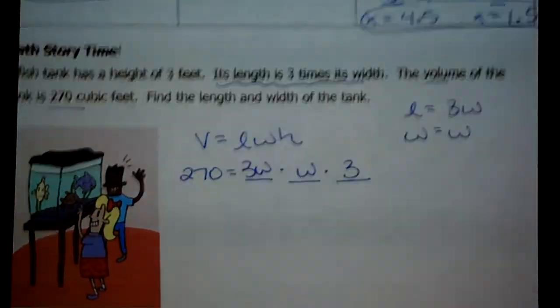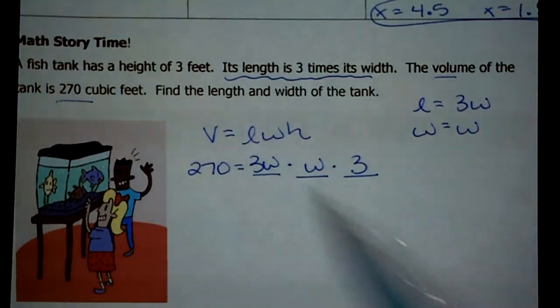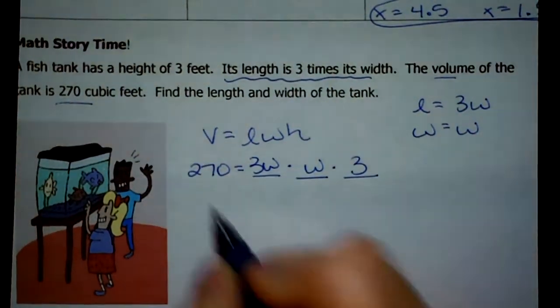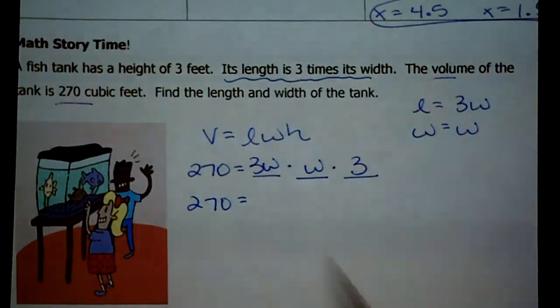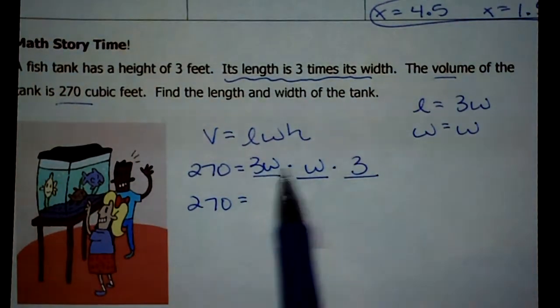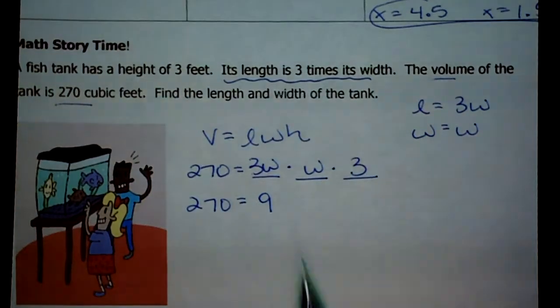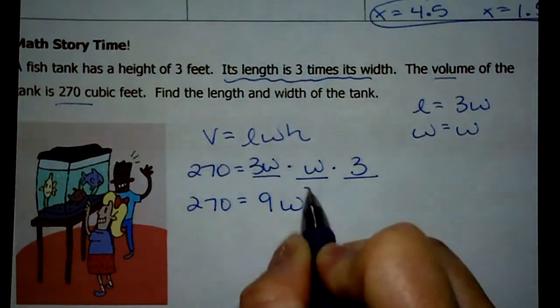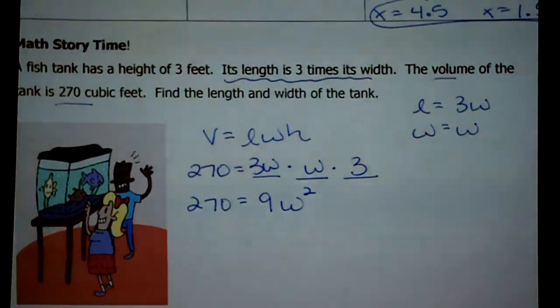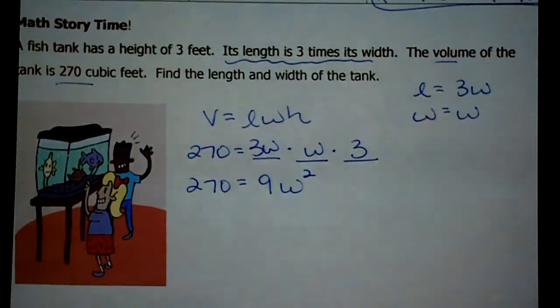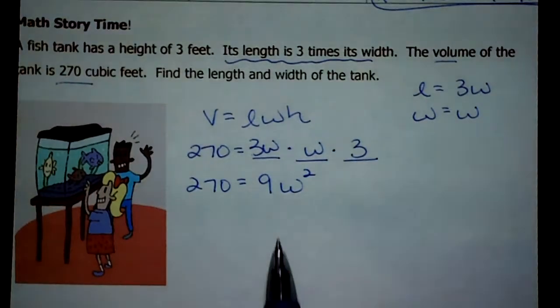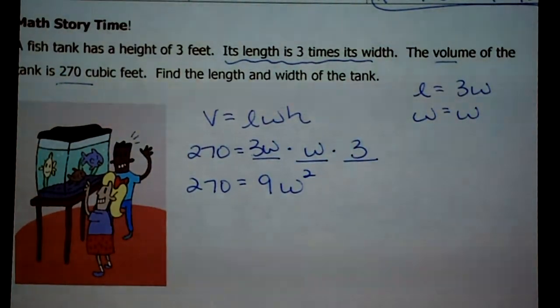And you might be thinking, well, what do I do now? Well, this is all multiplication, so multiply the ones that you can. So 270 equals, all right, I have 3w times w times 3. I know that 3 times 3 is 9. And what's w times w? Yep, it's w squared. So do we have a bx term on this? No, there's no bx. So I want to solve this using our lovely little square roots method.